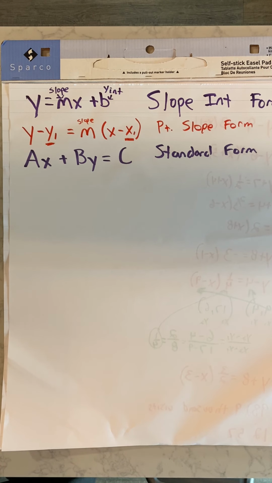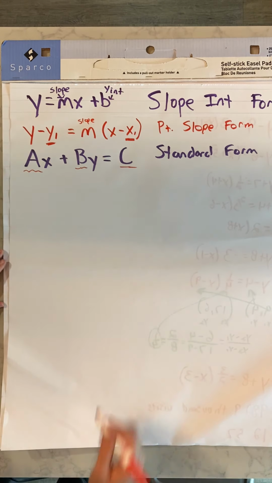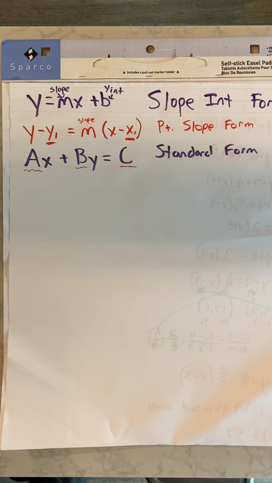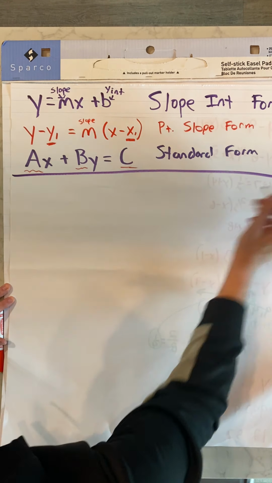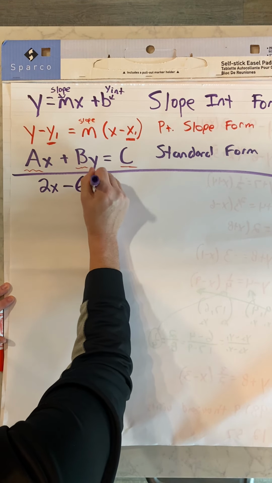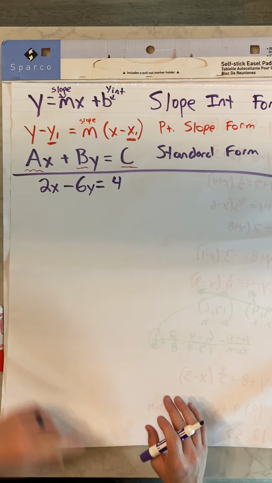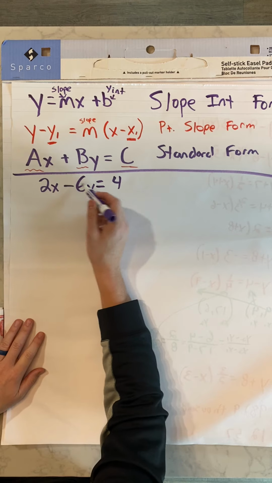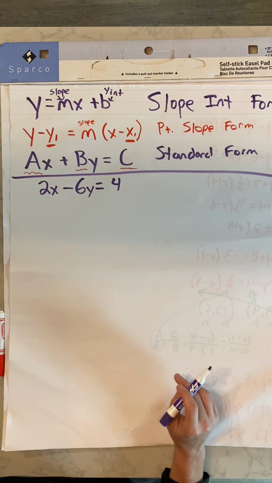All right, so in standard form, we have this A, B, and C. Those are all going to turn into numbers. This is just the form we write this in. Okay, so our first question gives us this equation, 2x minus 6y equals 4. Notice that this is in standard form: something x plus, I know it says minus here, but that's like plus a negative, plus a number y equals a number. Notice how the a turned to a number, b turned to a number, c turned to a number.